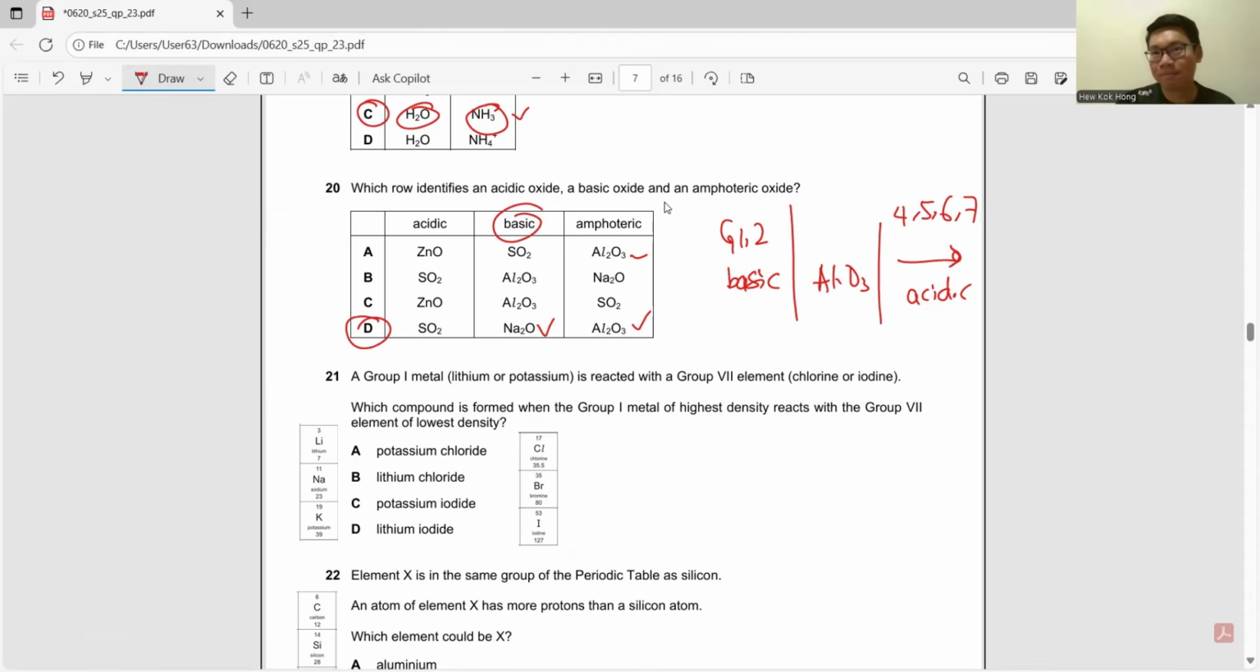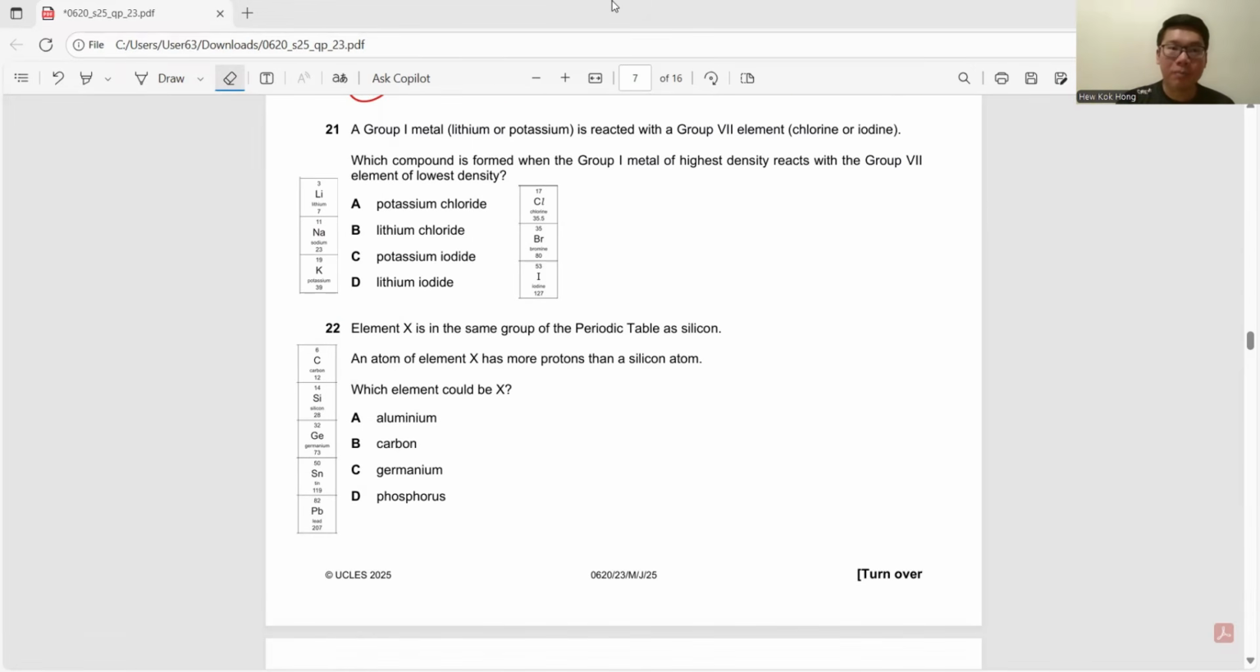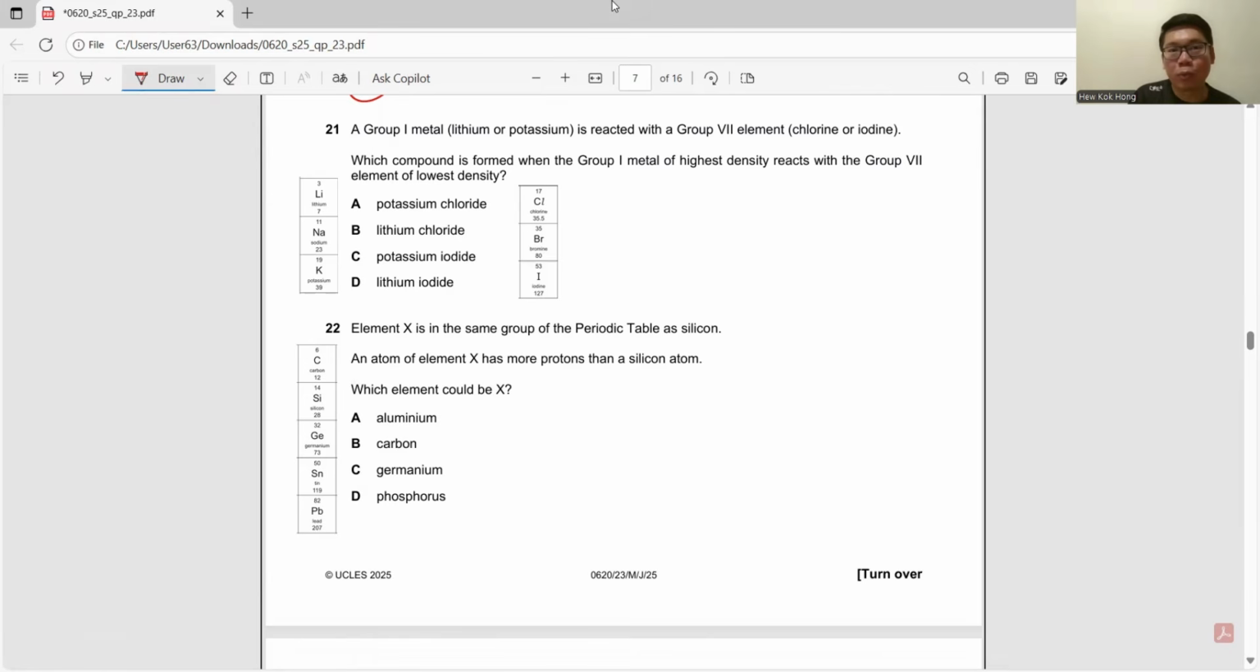That we can confirm is D. 21. A group 1 metal reacts with a group 7 element. Which compound is formed when the group 1 metal of highest density reacts with the group 7 element that has the lowest density?